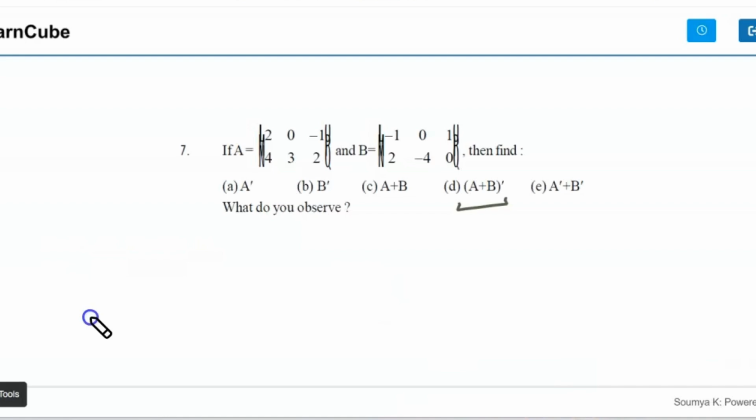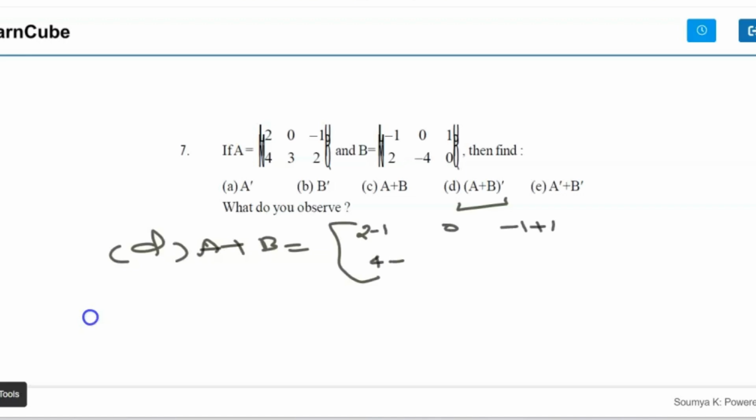So let's solve this 7th question. Here this comes from the topic transpose of a matrix, and when you see part D, the question is addition of matrices and then transpose. So let's solve what A plus B is and then find its transpose. It will give you the solution as 2 minus 1, 0, minus 1, plus 1, 4 plus 2, 3 minus 4, and 2 plus 0, which results in 1, 0, 0, 6, minus 1, and 2. This is A plus B. Now you have to find its transpose.